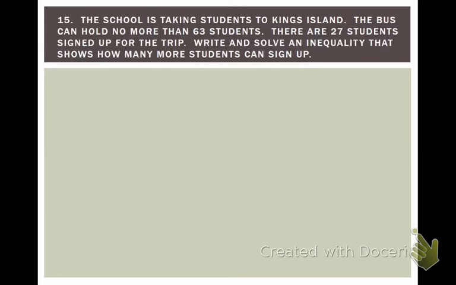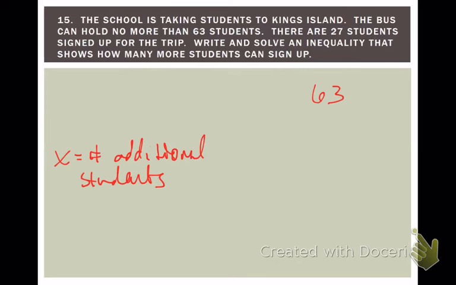All right, so what did you do? Well, we need to know how many more students can go. So x can be the number of additional students. Right? So the bus can hold no more than 63. So whatever number of students we take, it needs to be less than or equal to 63. Right? Now there's already 27 on there, so how many additional we try to put on, we have to add 27 to that, and that's going to have to be less than or equal to 63. We can definitely take less than 63, we just can't take more.